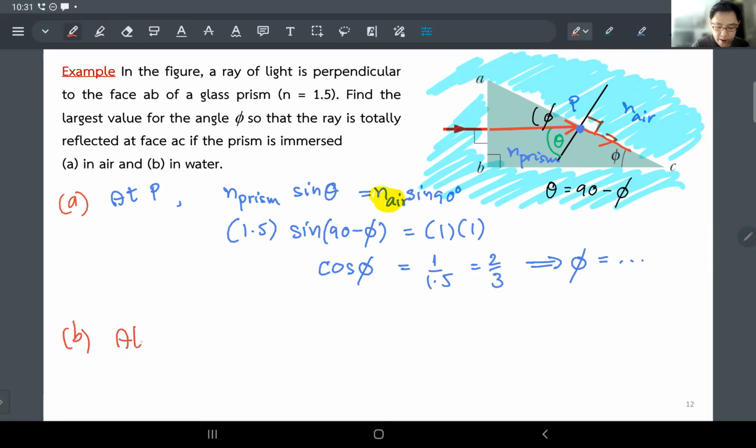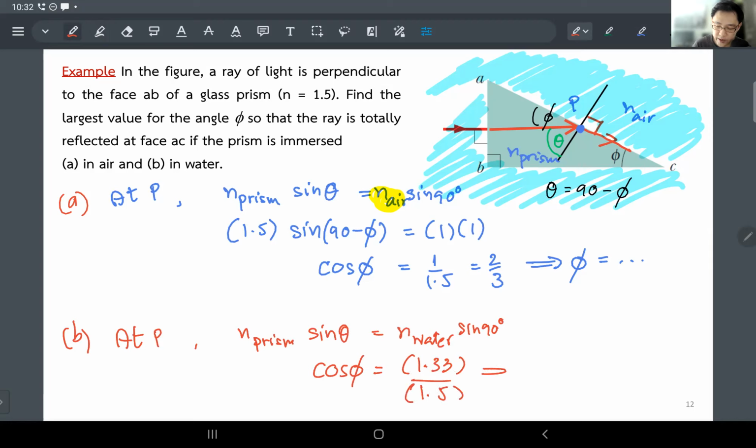So at the same point, you're going to get the same equation there. In prism, sine theta equals, in water, but you still keep the refracted ray at 90 degrees. That's it, guys. So now you turn sine theta into cosine phi. In water, you can look it up in the table. It's, let's say, about 1.33. And then in prism it's 1.5. And then you should be able to figure out phi for this case, on and on and on. Okay, cool? And that's done.